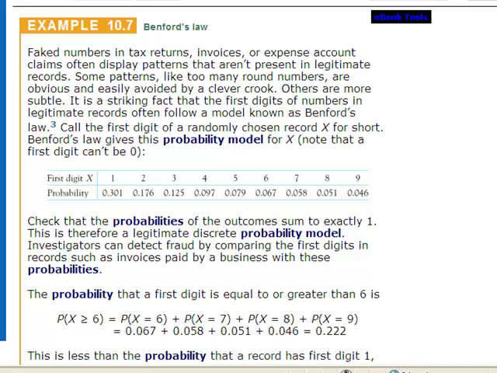Now this was a probability model. We said that it was, but you could make sure. Are the probabilities numbers between 0 and 1, including 0 and 1? They sure are. In fact, they're numbers between 0 and 1. And when you add up the probabilities, they do equal 1.